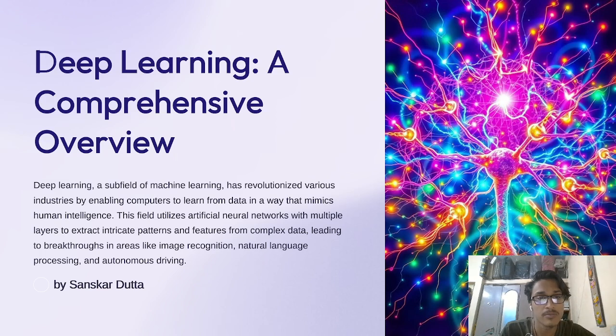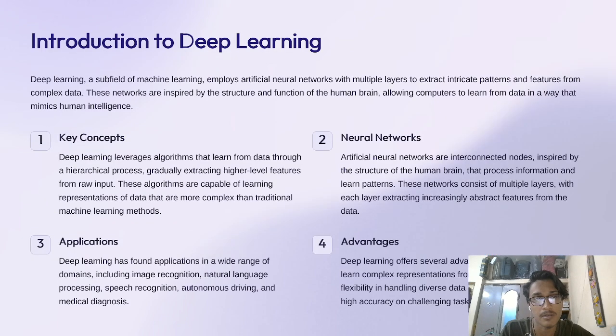Deep learning, a subfield of machine learning, has revolutionized various industries by enabling computers to learn from data in a way that mimics human intelligence. This field utilizes artificial neural networks with multiple layers to extract intricate patterns and features from complex data, leading to breakthroughs in areas like image recognition, natural language processing, and autonomous driving.